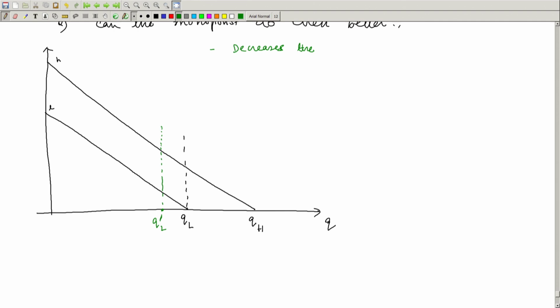Previously I was offering the quality level QL for the L type and the quality level QH for the H type, and now I am decreasing the lower quality from QL to, let us say, QL prime, which means I have these two shaded areas. Let me shade one of them as this triangular area. The other one is this trapezoidal area in blue.